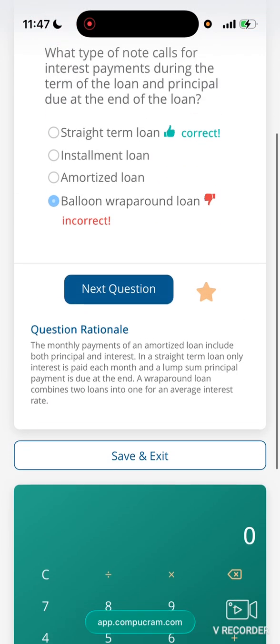That straight term loan is one you need to really know. Anything that says straight, you need to know. Amortization, you need to know. The balloons, you need to know. Installments, you need to know all of them. So study them hard. So, question rationale.